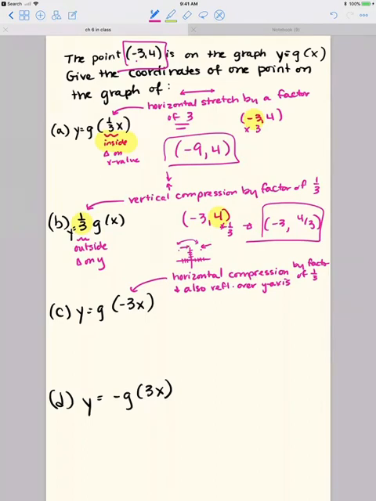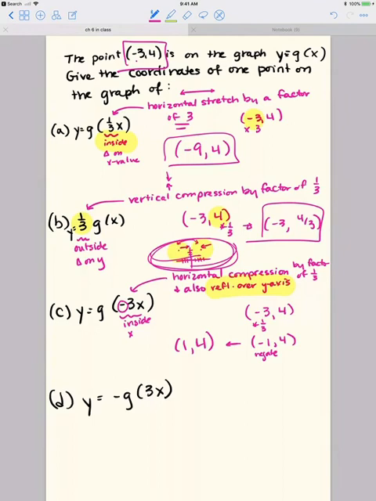So we'll do the original point of -3, 4, and if we compress it by a factor of 1/3, that turns it into the point -1, 4. But because we need it to reflect over that y-axis, we're going to negate the x value because we have this negative on the inside here. We negate the x value again. Anything inside affects x values. So our new point is now +1, 4. So it's reflected over the y-axis, and then it has compressed it horizontally. So your new point is 1, 4.